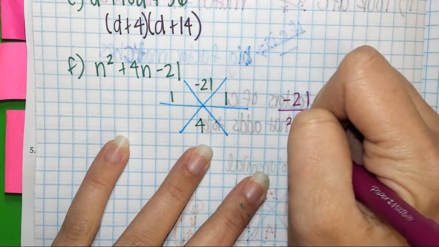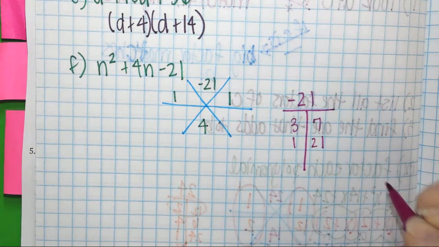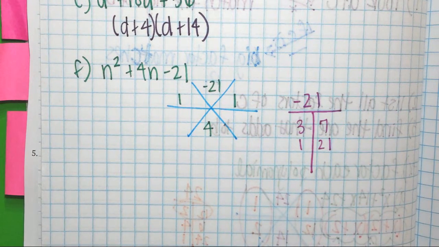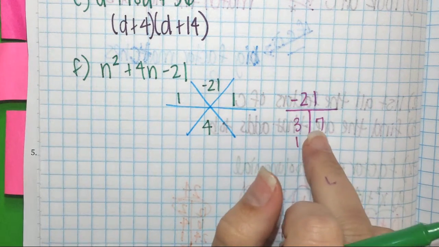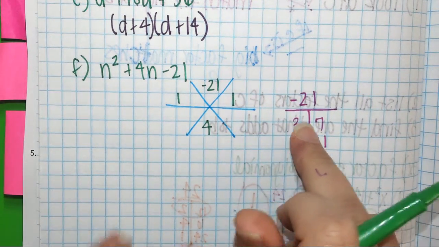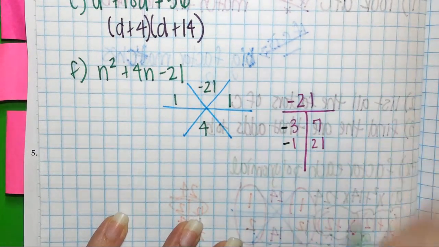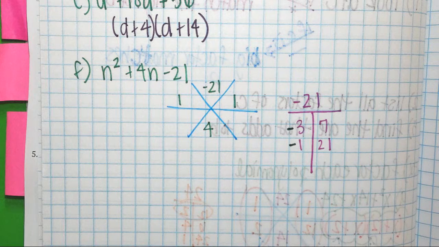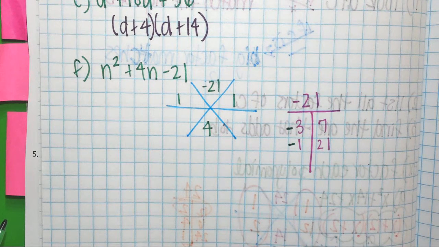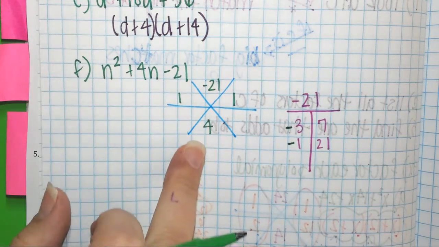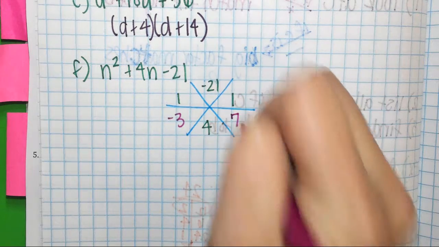3 and 7. 1 and 21. No, honey, that's adding. Is it 7 and 3? But now we have to make our big factor positive, right? So that means our other one is going to be what? Negative. So what's negative 3 plus 7? Negative 10. No, wait, hold on. Positive 4. So that's our answer. So we put negative 3 here and 7 here.